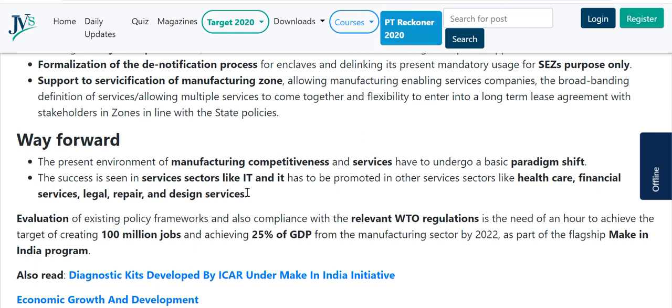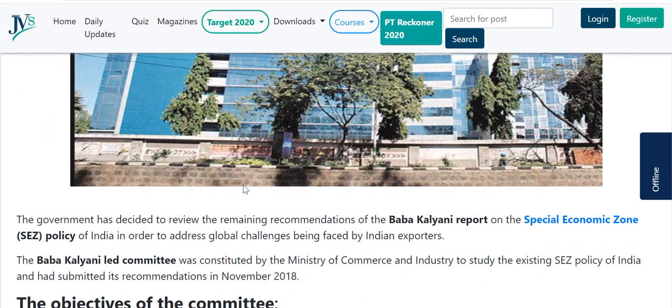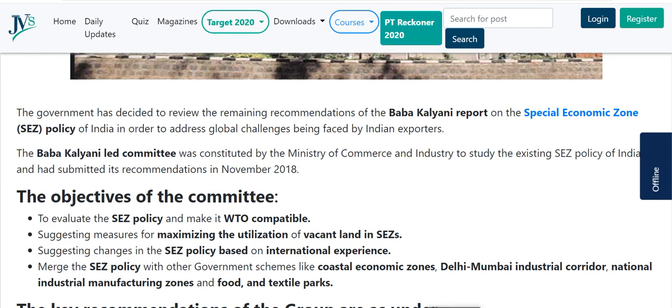And our ultimate objective is to make the manufacturing sector contribute 25% of GDP and generate 100 million jobs by 2022. And also make our SEZs compliant with the existing WTO structure.